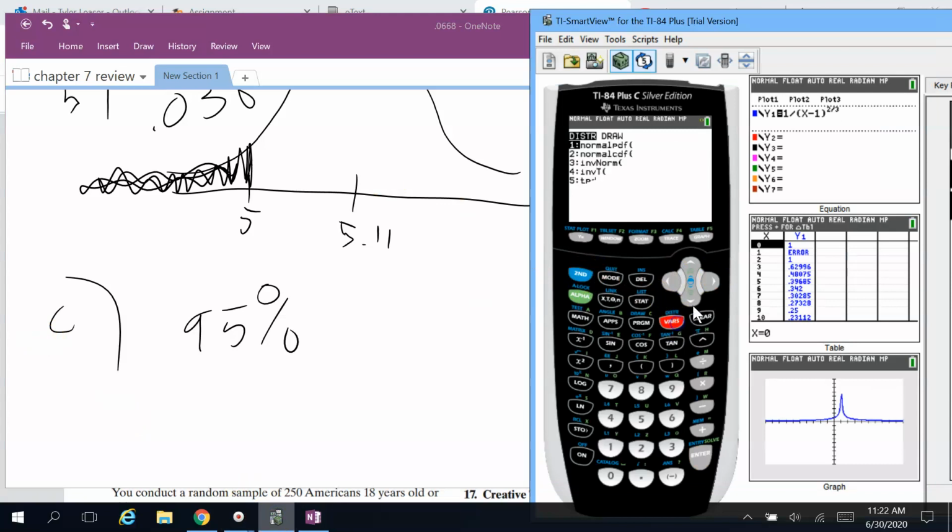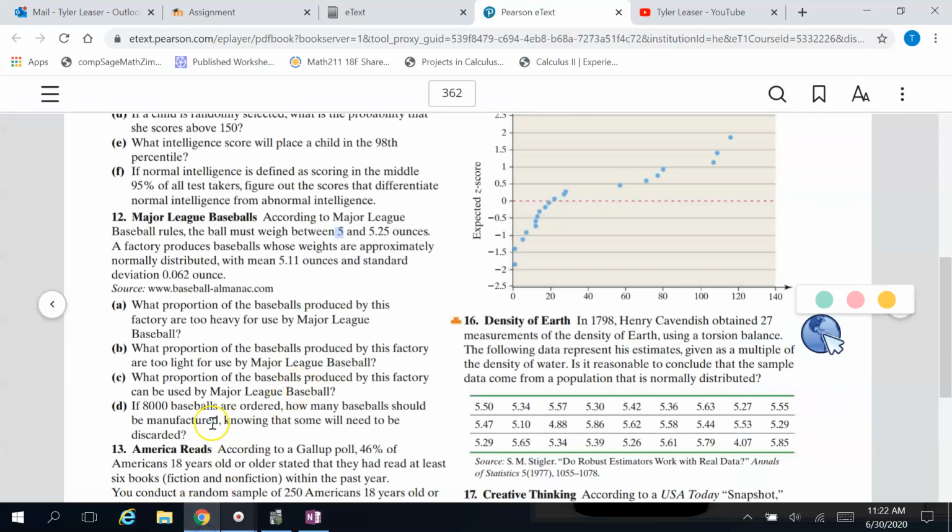So if I do second distributions, this time I want to be in between 5 and 5.25. So my lower limit 5, upper limit 5.25, the mean and the standard deviation are still the same. This should be very, very, very close to 95%. So you see we get 0.9500. Okay? And then one more.